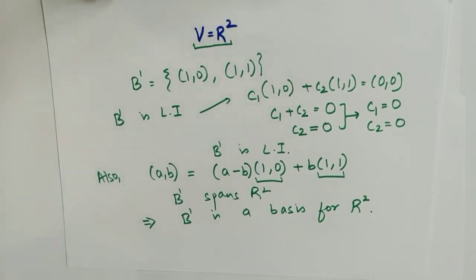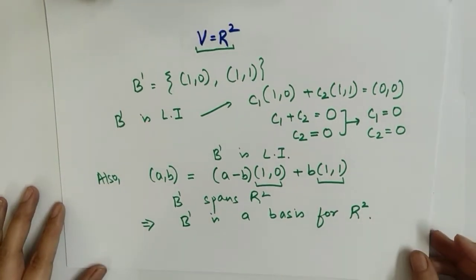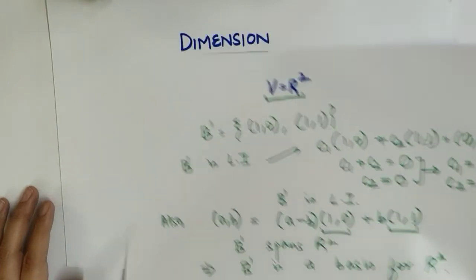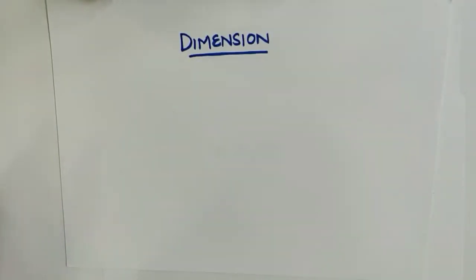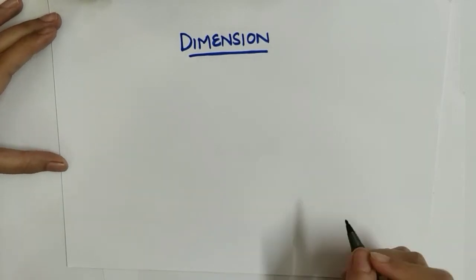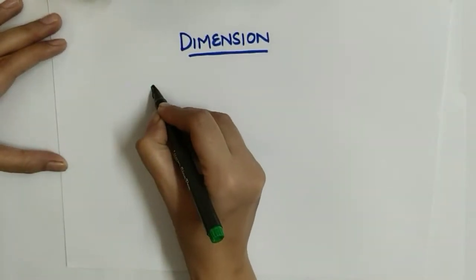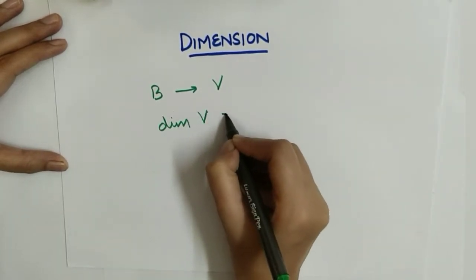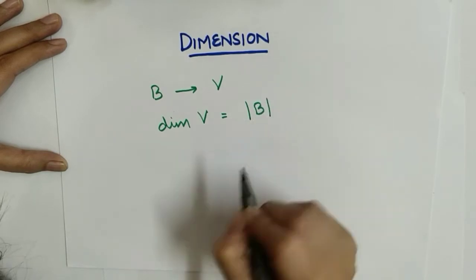In fact, there exist many more bases like these. So from this, we conclude that a basis need not be unique for a vector space, but the number of elements in each of the bases must be the same. We are now in a position to define dimension of a vector space. The number of elements in a basis determines the dimension of a vector space. That is, if B is a basis for V, then dimension of V is the cardinality of B.